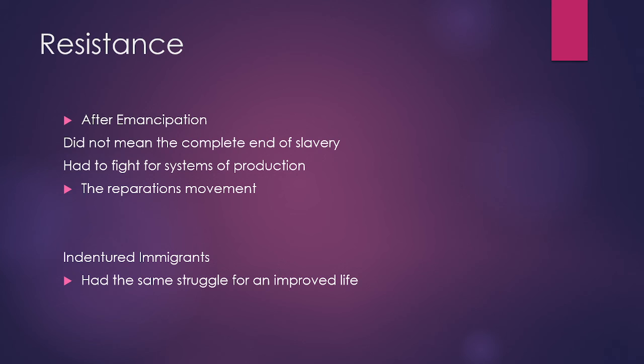So this was after emancipation, though. It still did not mean that it was the complete end of slavery. They still had to fight for systems of production. Remember I alluded to this. Systems of production are a way for them to make money, because they still wouldn't be employed or wouldn't have a livelihood to make money and provide for their society or community or themselves, basically.